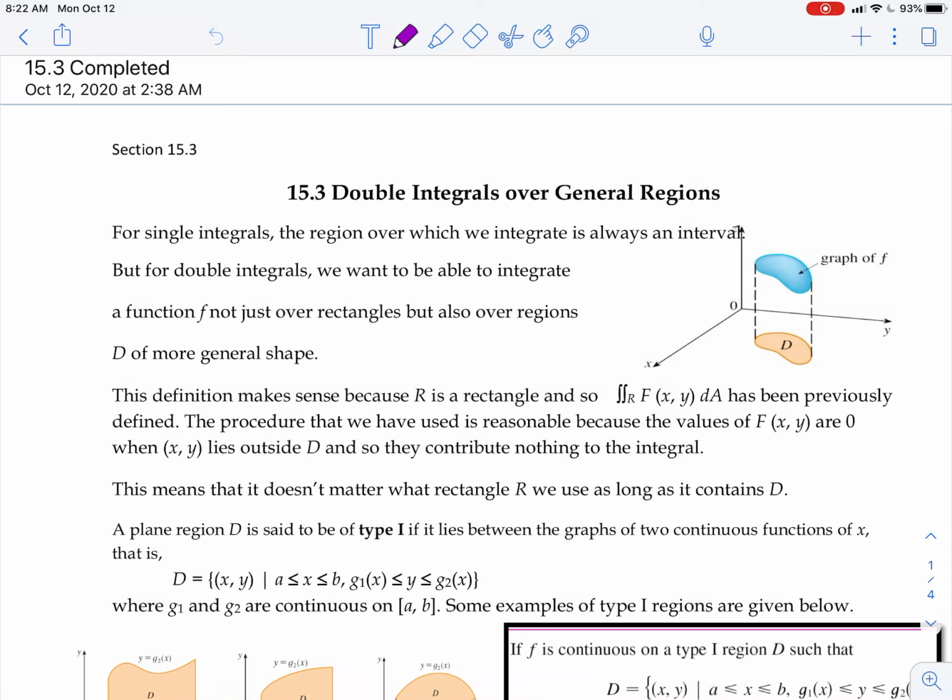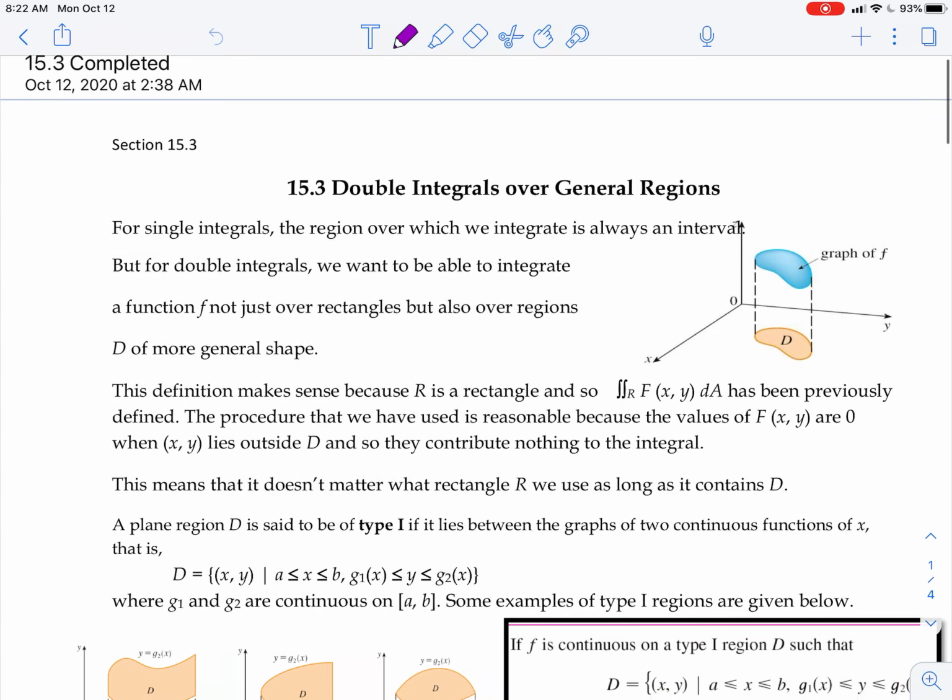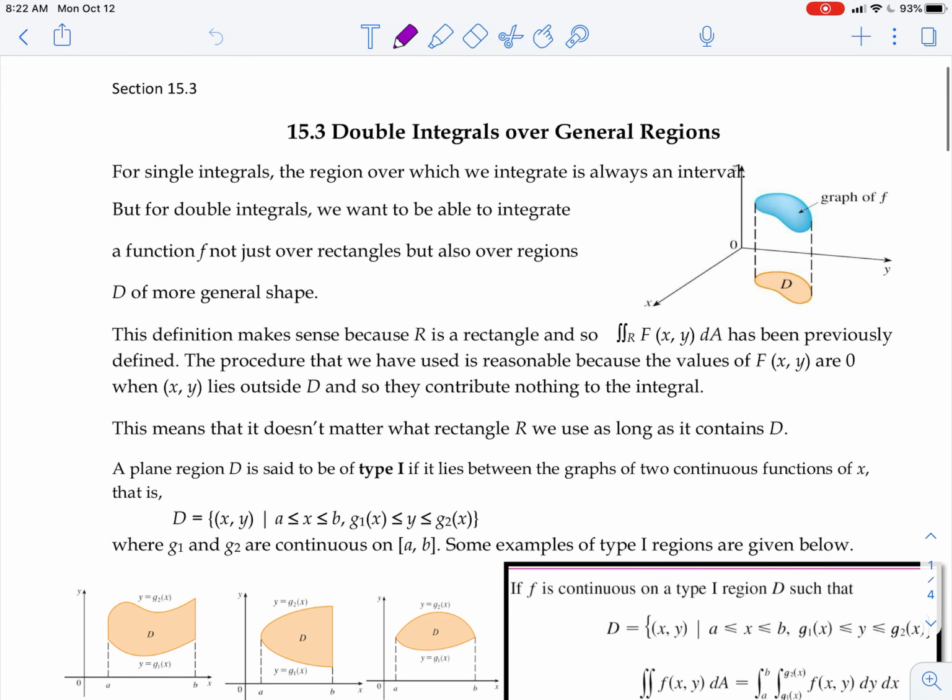Alright, so double integrals over general regions. For single integrals, the region over which we integrate is always an interval, but for double integrals, we want to be able to integrate a function f not just over rectangles, but also over regions D of more general shape. This definition makes sense because R is a rectangle, and so our double integral of our function f has been previously defined.